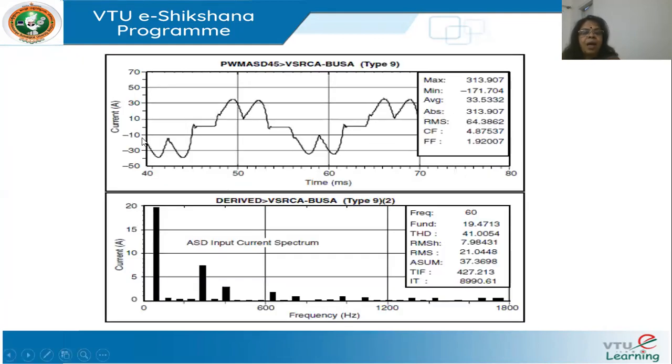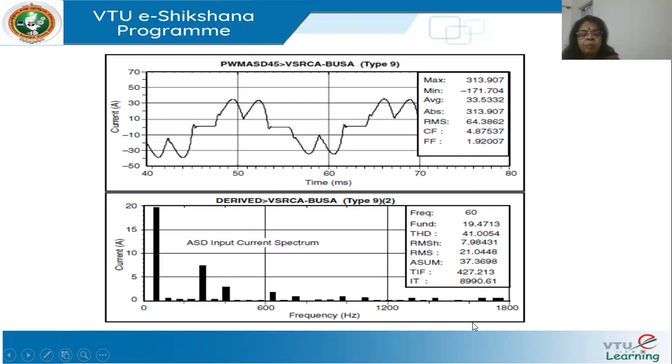Supposing I have a wave like this. This is a reading taken from a meter. You have spectral meters, spectral analyzers, frequency meters. This is the maximum value, this is the minimum value, this is the average value, this is the absolute, this is the RMS, crest factor, and form factor. All these will be displayed in the meter itself. Today you have fantastic digital meters, by Fluke especially, which are very good. Now your Fourier spectrum would look something like the second figure shown.